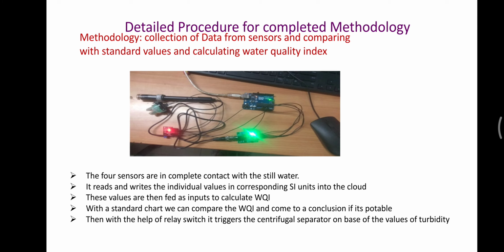The methodology: once in water, the 4 sensors are in complete contact with the still water. It reads and writes the individual values in corresponding SI units into the cloud. I mentioned the SI units of all the 4 parameters earlier. These values are then fed as inputs to calculate the water quality index. With a standard chart, we can compare the water quality index that we are getting on our phone and come to the conclusion if the water is potable or usable. Then, with the help of the relay switch, it triggers the centrifugal separator on the basis of the turbidity value.